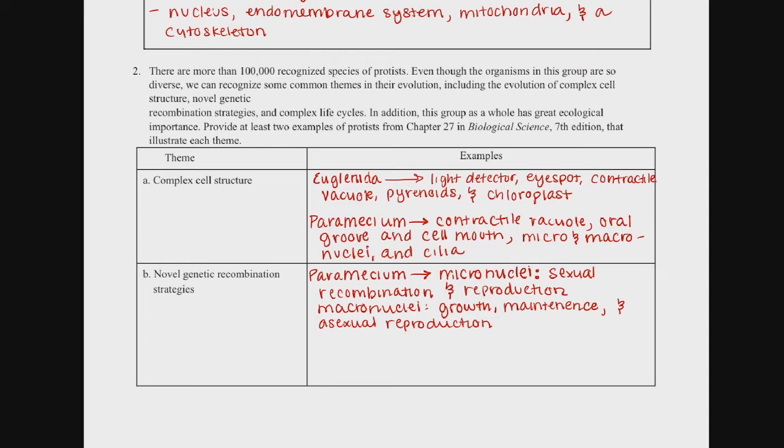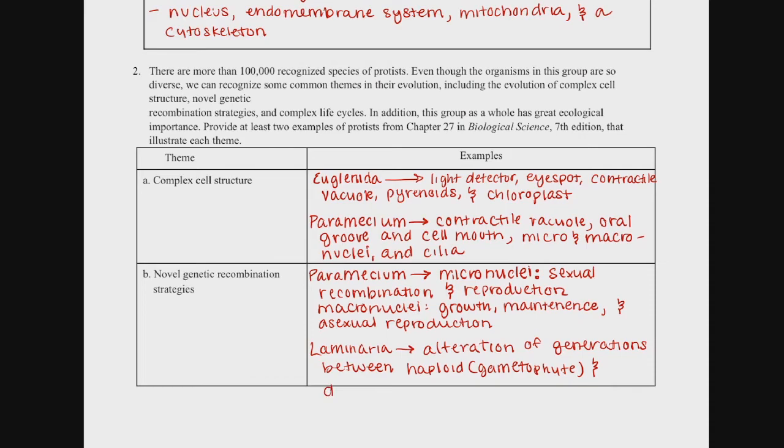A second example of novel genetic recombination is Laminaria. And this guy displays alternation of generations, which just means that it switches between being haploid and diploid.